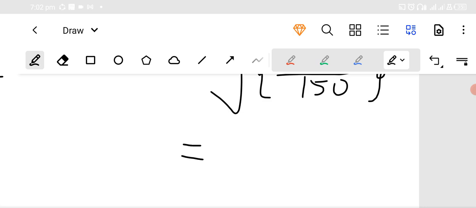We simplify everything, so 20,000 divided by 150 is giving us a good number in the square root. Square root of 147.05.